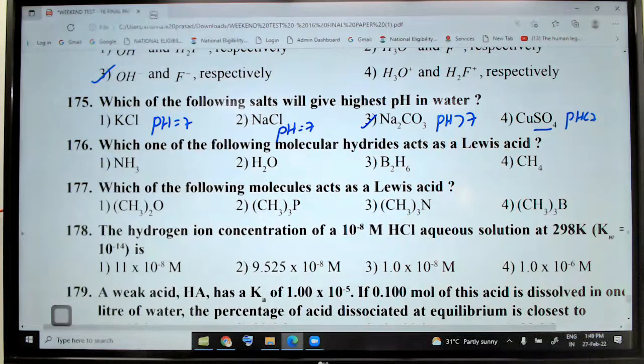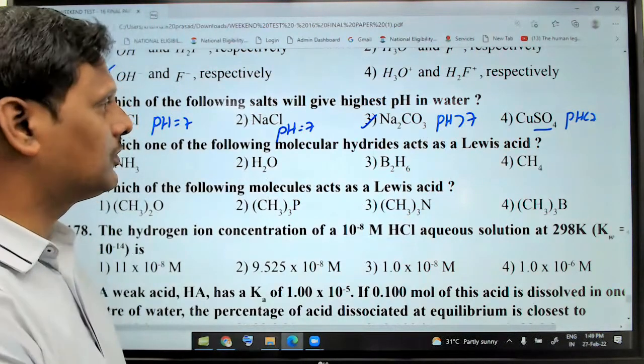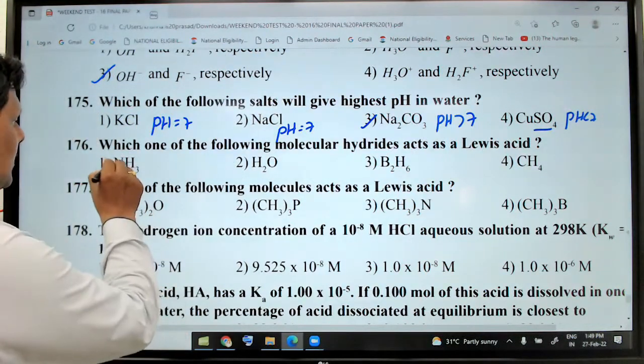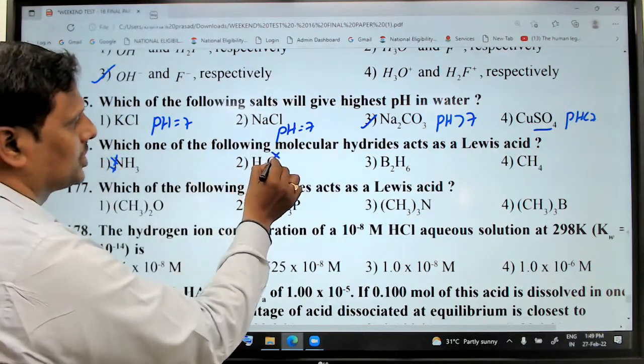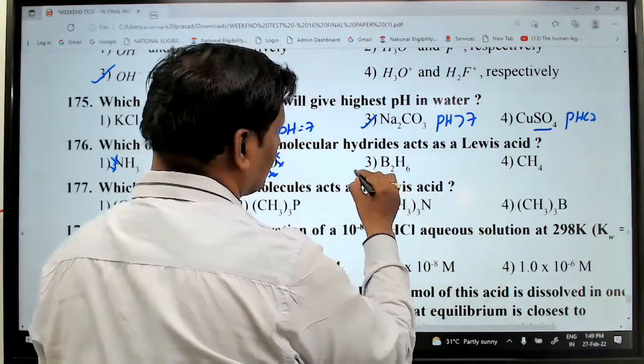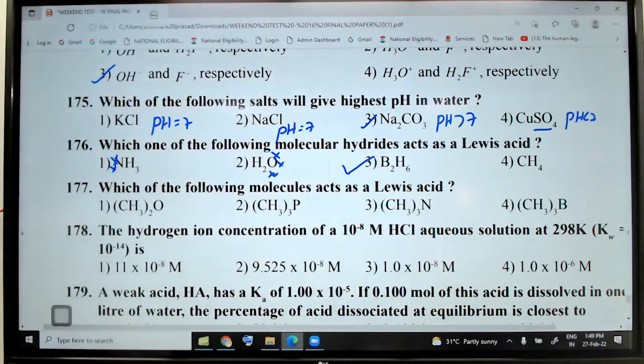Now, which one of the following molecule hydride acting as a Lewis acid? You know, electron deficient compounds are Lewis acids. So, ये वाला electron rich, electron precise है, electron deficient. So, only electron deficient compounds are Lewis acids.